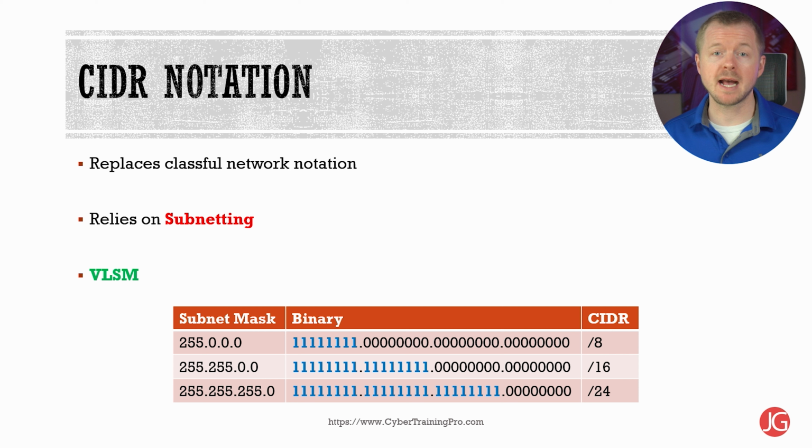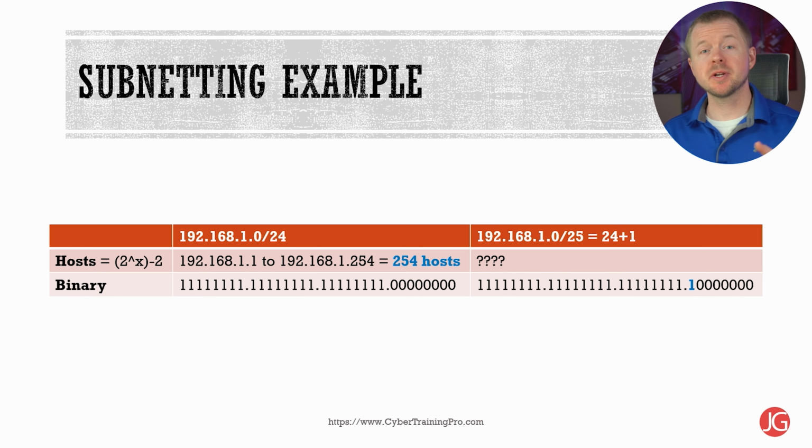You can determine the slash number by looking at the binary representation of that subnet mask and adding up all the ones that exist. So in the /8, you can see there's 8 ones, so it's a /8. Make sure that you remember CIDR notation is for classless addressing, also referred to as classless variable length subnet masking, abbreviated as VLSM.